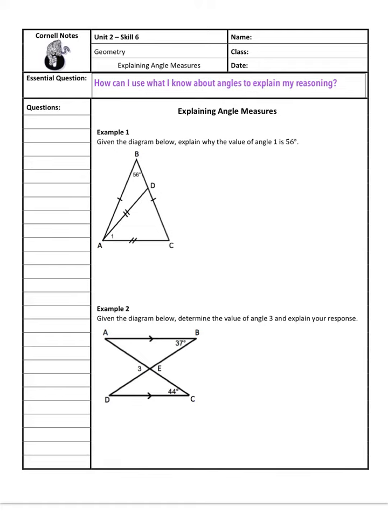Hi guys, here we are for skill 2.6. And 2.6 focuses all on explaining angle measure, everyone's favorite thing to do. So your essential question for today is how can I use what I know about angles to explain my reasoning?